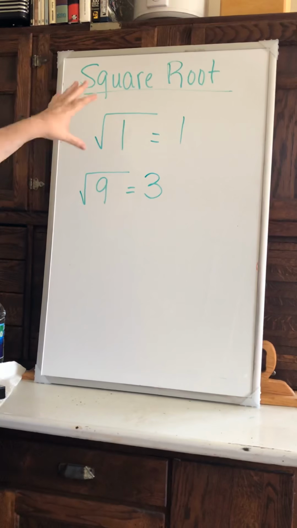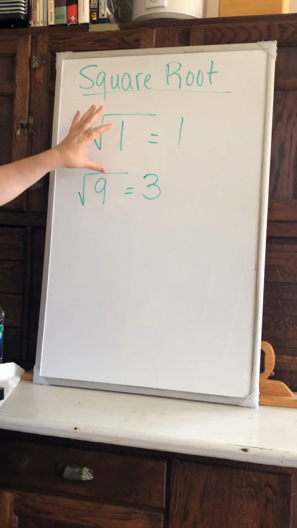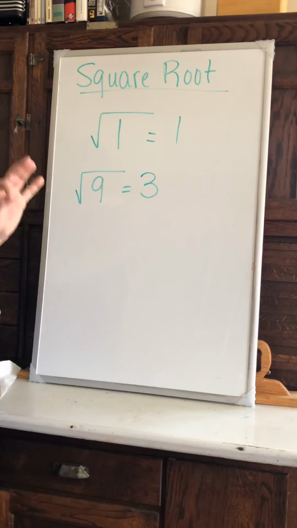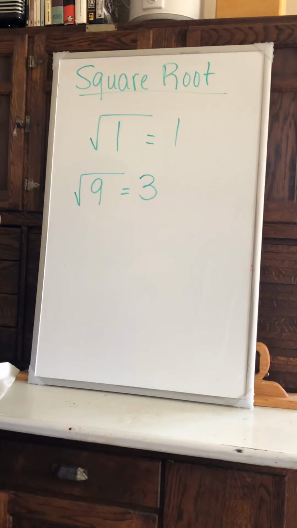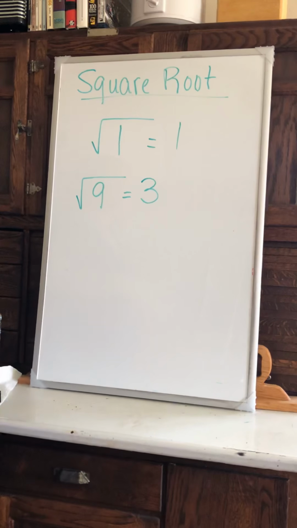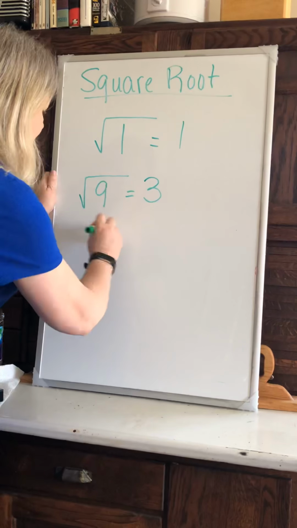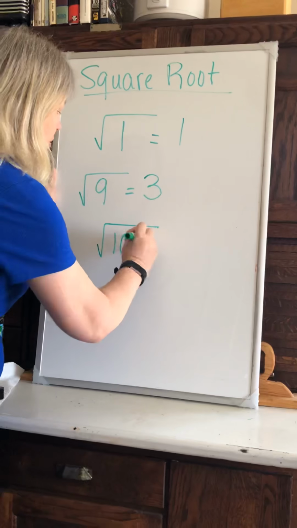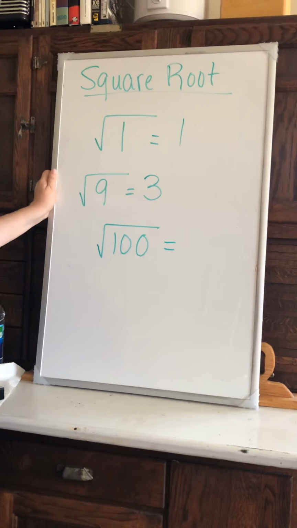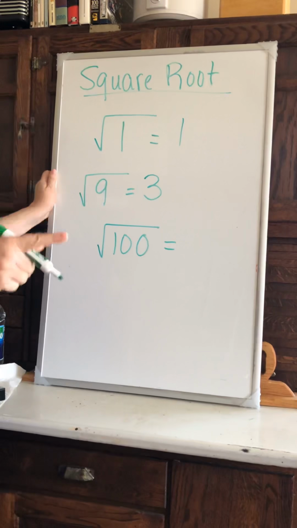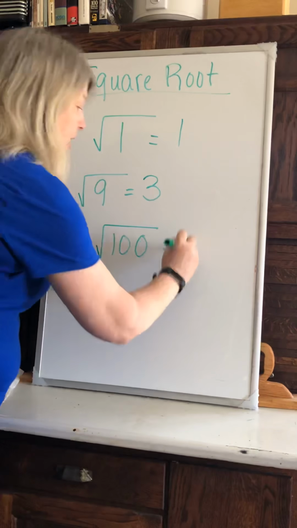Okay, these are also called perfect square roots because we come out with a good perfect answer. It doesn't come out as a decimal, otherwise that would be a different kind of square root. Okay, how about this one right here? What is the square root of 100? Well, 10 times 10 equals 100. So your answer is going to be 10.